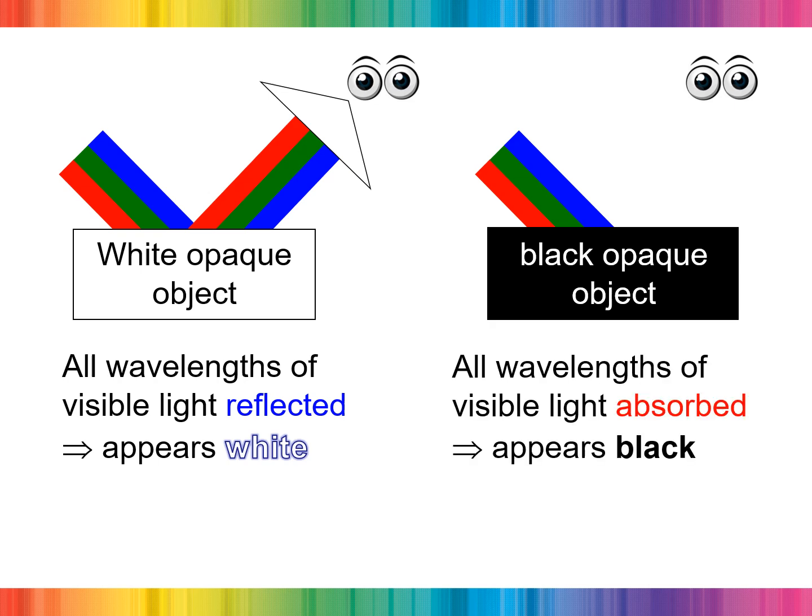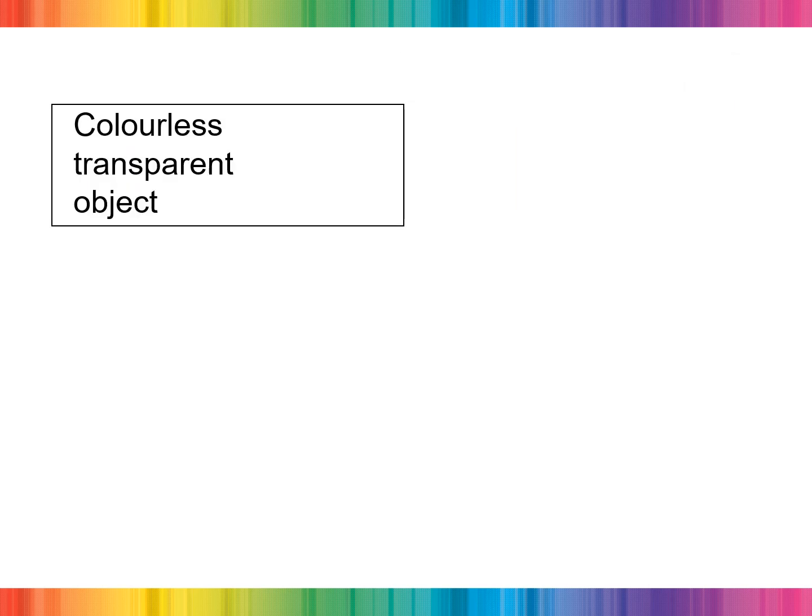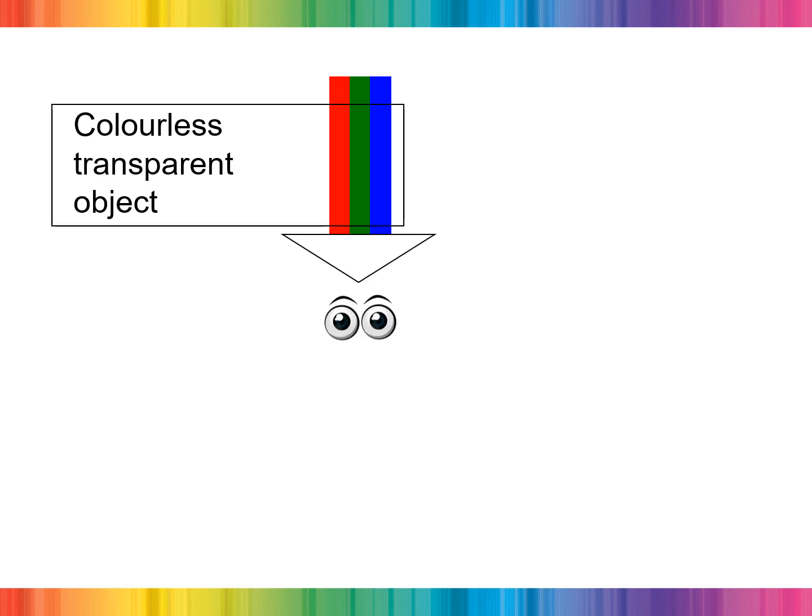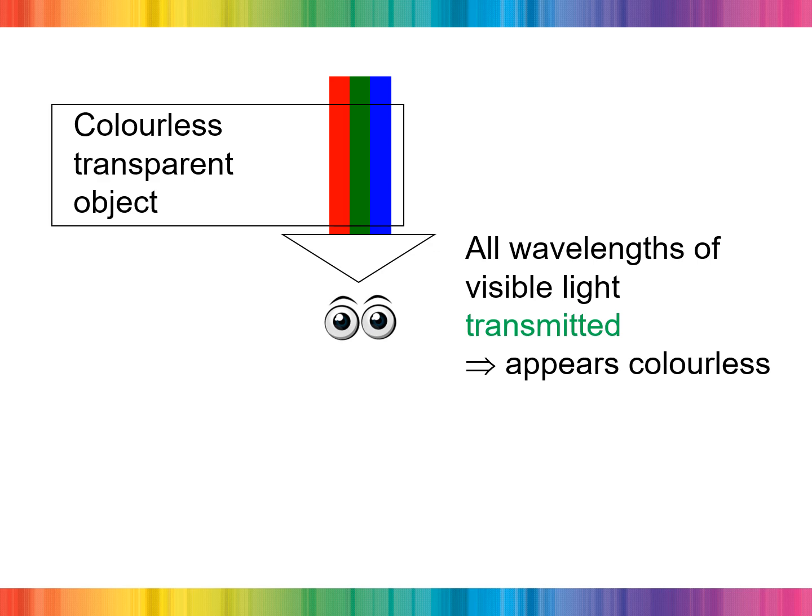Next, for a transparent object that is colorless. For an object that is transparent, it means that light travels through it, or is transmitted through it. If all the wavelengths of visible light are able to transmit through it to our eyes, then that object will appear colorless to us.